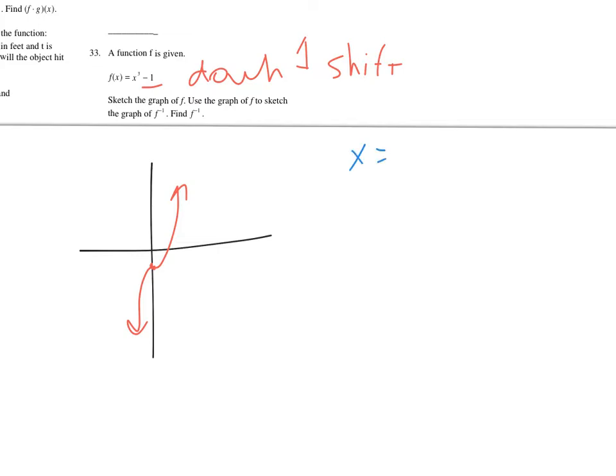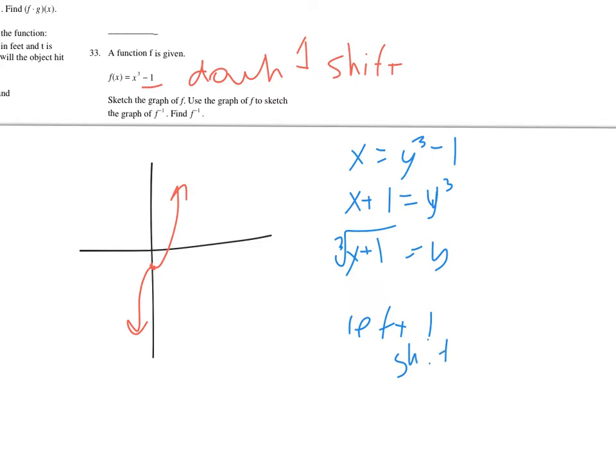So I'm going to say x equals y to the third minus 1. So x plus 1 equals y to the third. And then y equals the cube root of x plus 1. And so this is going to be our normal cube root graph, except it has a left 1 shift. So cube root is just kind of the cubic on its side, but I'm going to put it centered right there. So it's going to go like this and then go like that.